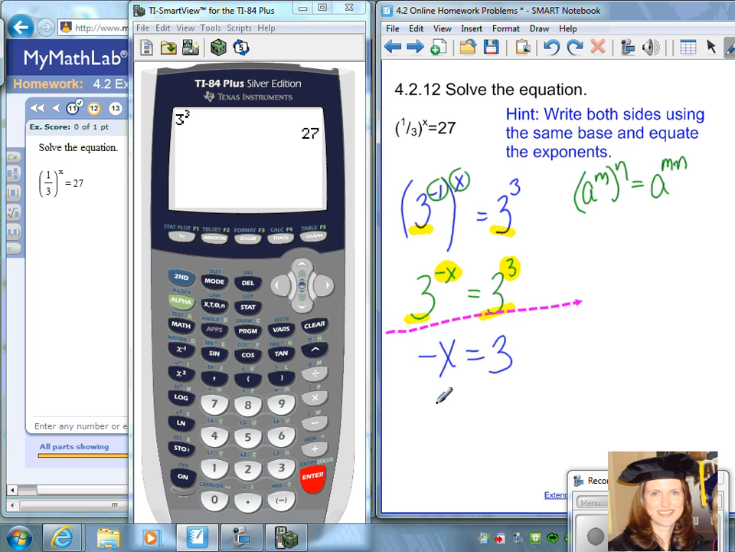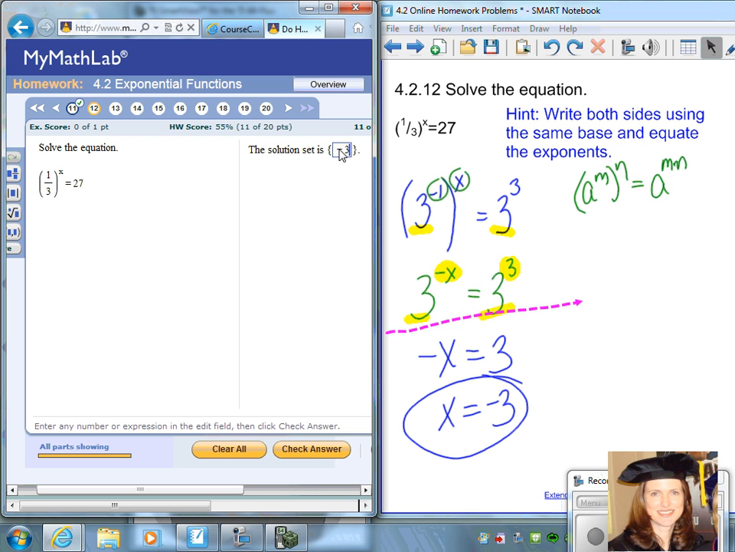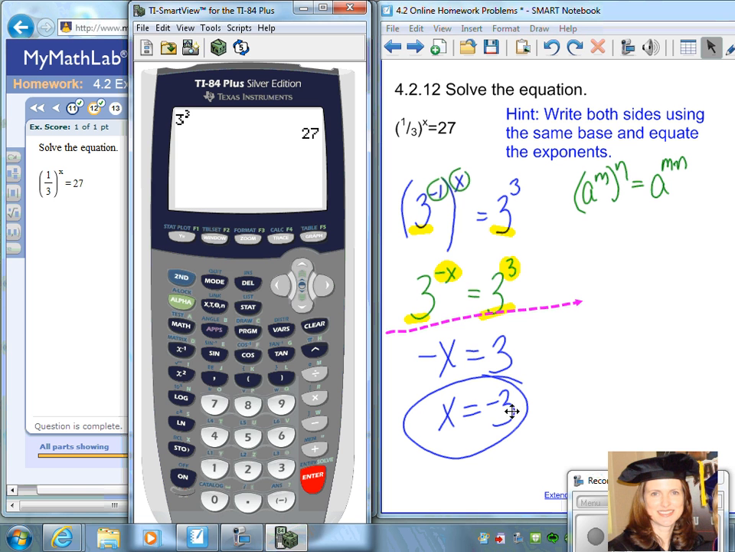So x is equal to -3. We can check our answer. -3 is a solution, and you can also check on the calculator. Take this answer, x equals -3, and plug it into the original equation for x: 1/3 in parentheses raised to the -3 power. That equals 27. We know we've got the right answer because when you go back and check it, both sides of the equation are the same.